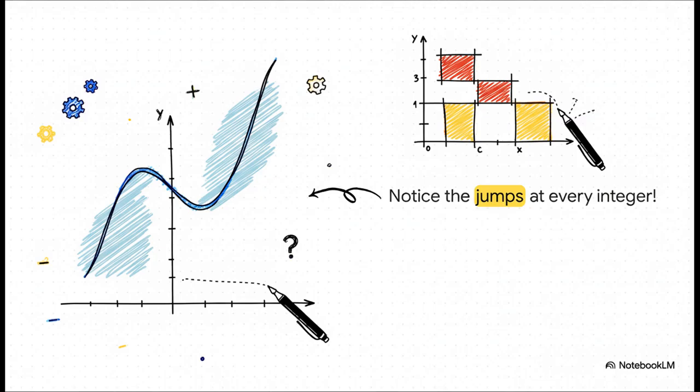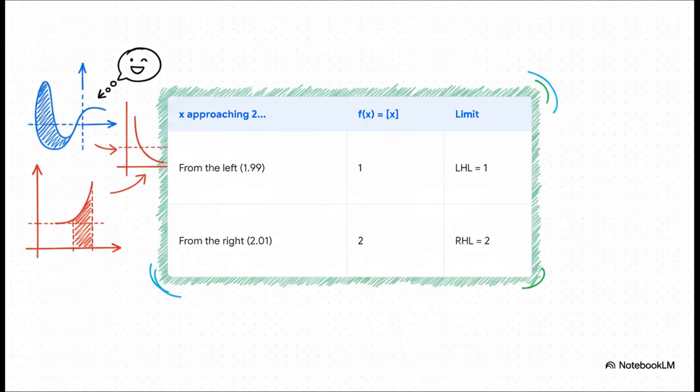These are the exact points of discontinuity that we're looking for. Let's use our rules on one of these jumps. Let's pick the integer 2. Now, if we approach 2 from the left side with numbers like 1.9 or 1.99, what's the greatest integer? It's 1, right? So our left-hand limit is 1.